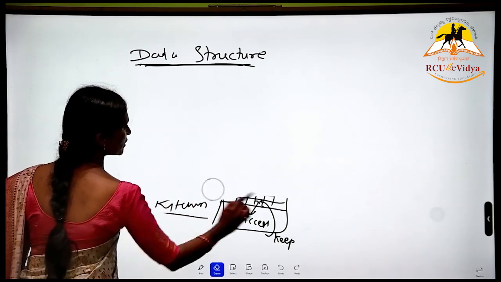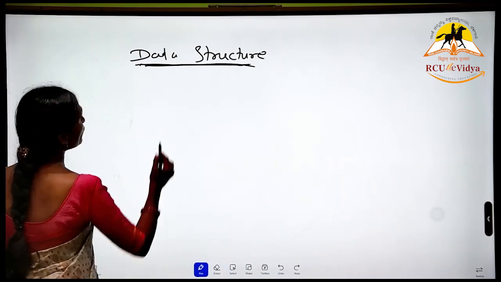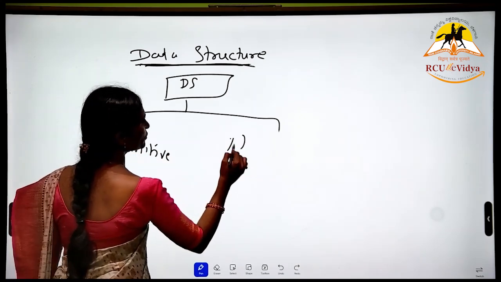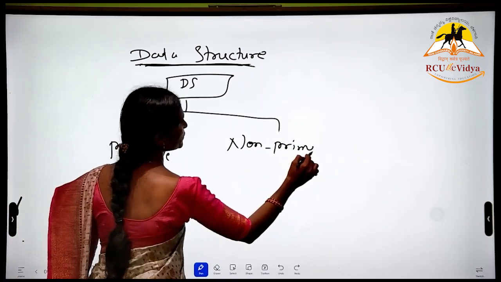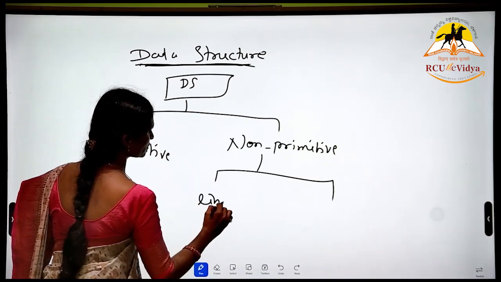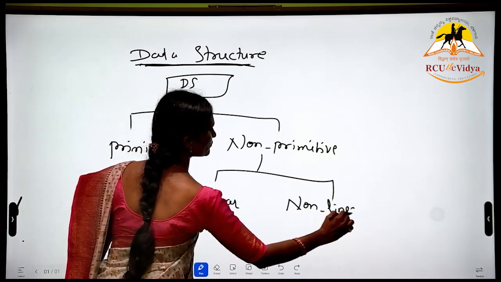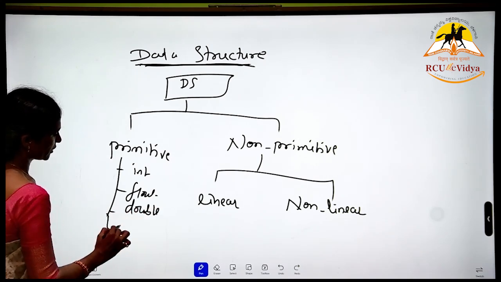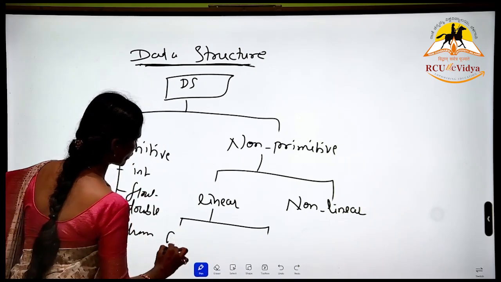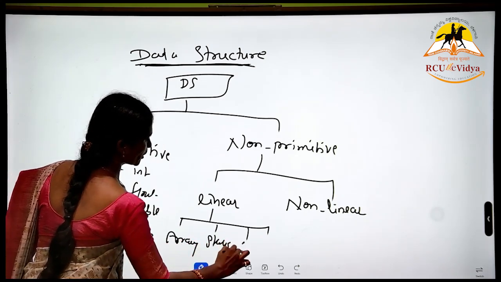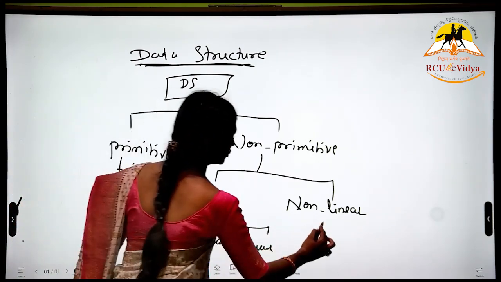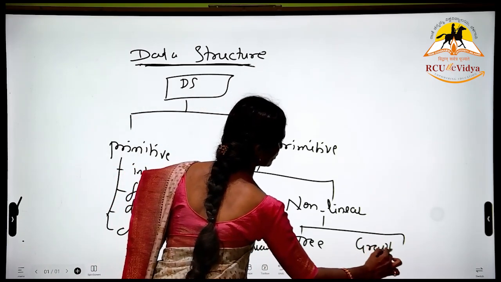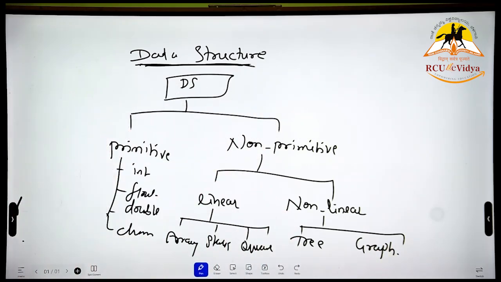So let's have the classification so that you can understand the different kinds of data structure here. When it comes to the DS classification, there is primitive and non-primitive data structure. In non-primitive, you have linear and non-linear data structure. Primitive data structures are int, float, double, char. The linear data structures are array, stack, queue. So they are all linear data structures. The non-linear data structures are tree and graph. This is the classification of data structure.